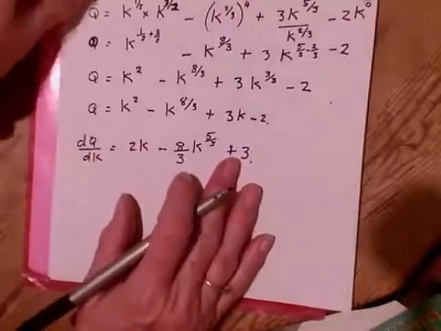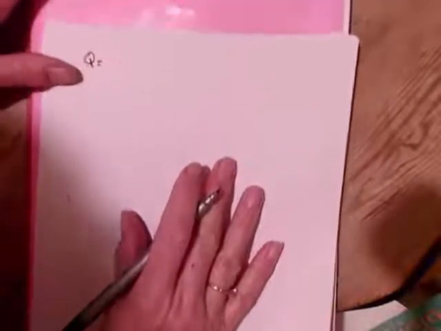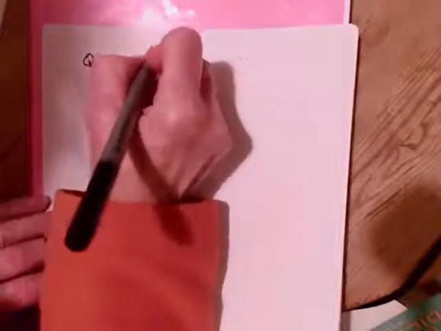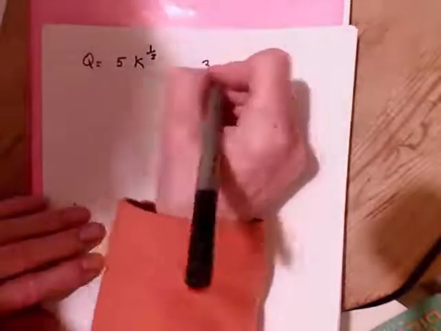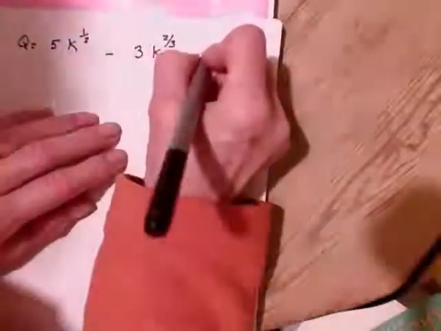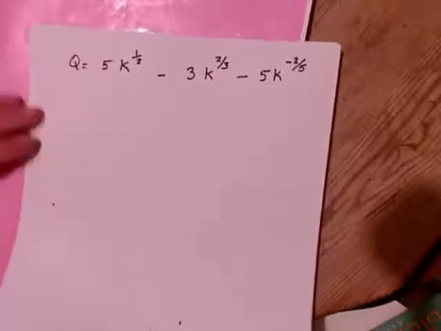So let's just do one more, and I'm going to make this up as I do it. So what if we have q equals, let's bring it down, q equals 5 k to a half minus 3 times k to 2 thirds minus 5k to the minus 2 over 5. So let's just make sure we can differentiate that, and then I'll put some practice questions up and some answers.